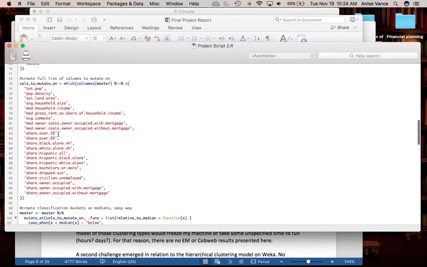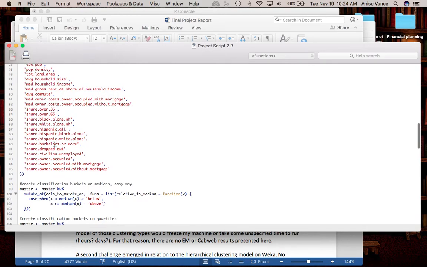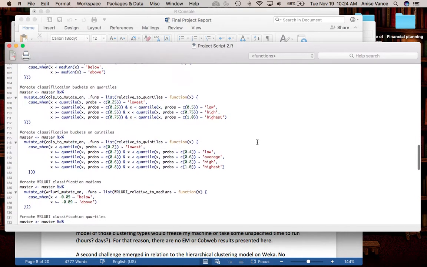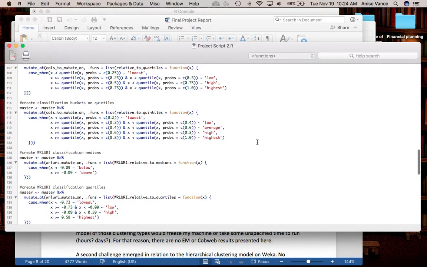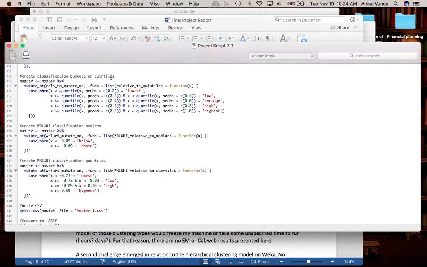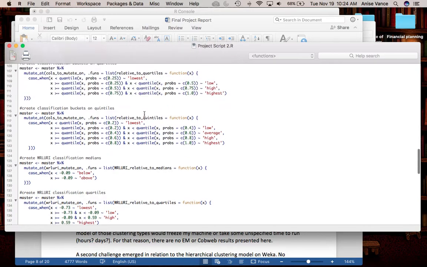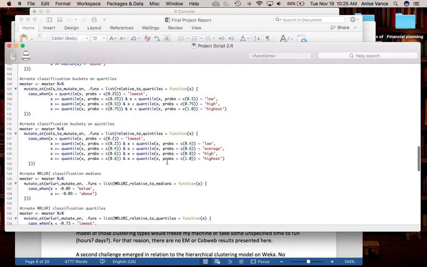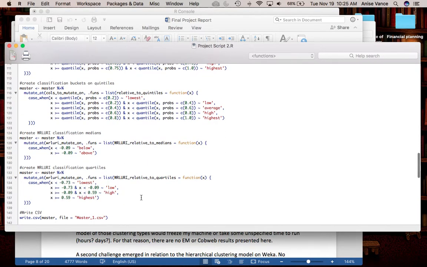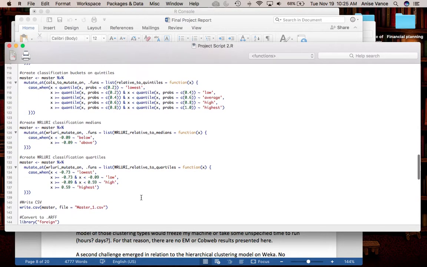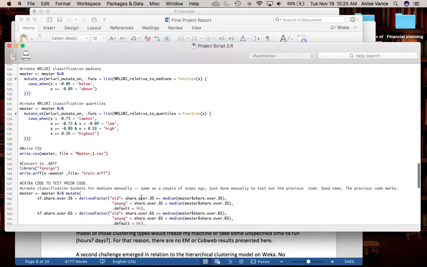Share over 35 means share of the population over the age of 35, share over 65, share of the population age over 65. Everything else is relatively self-explanatory, except for share dropped out, which is the share of the population that dropped out of school. Some of those variables I didn't actually end up using because they seem duplicative. And then again down here I divided each of the variables of interest plus my target variable, WRLURI, into different buckets based on medians and quartiles.